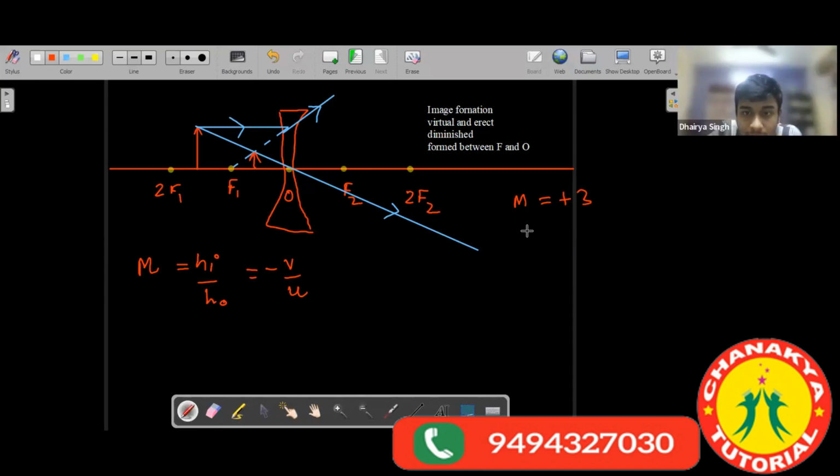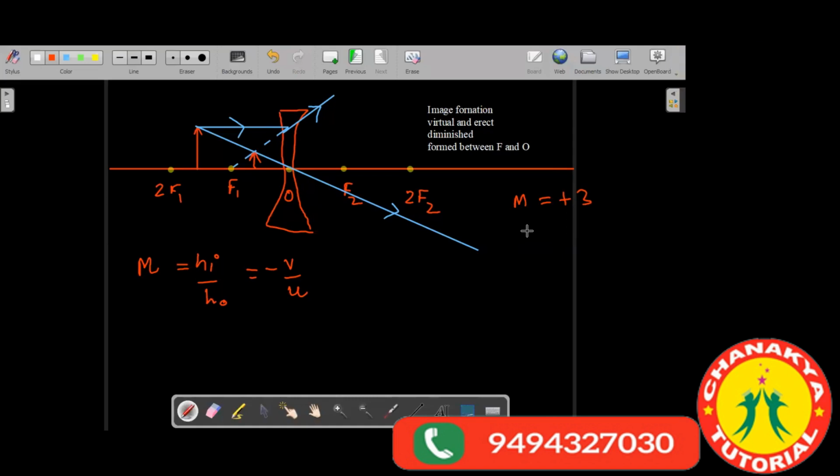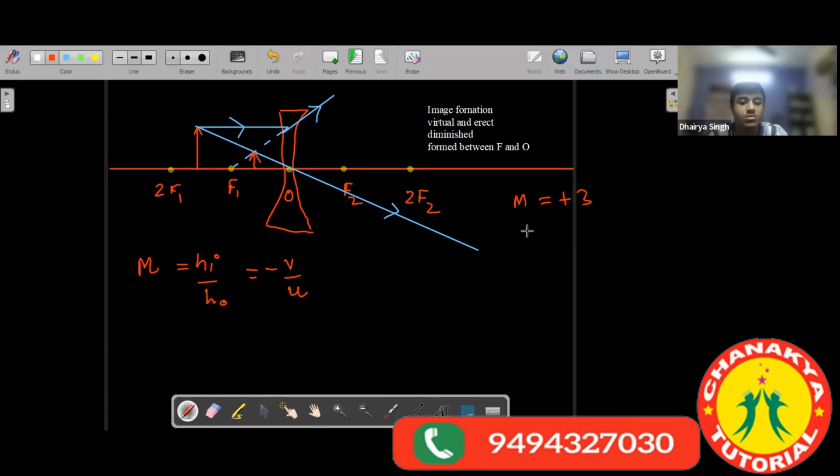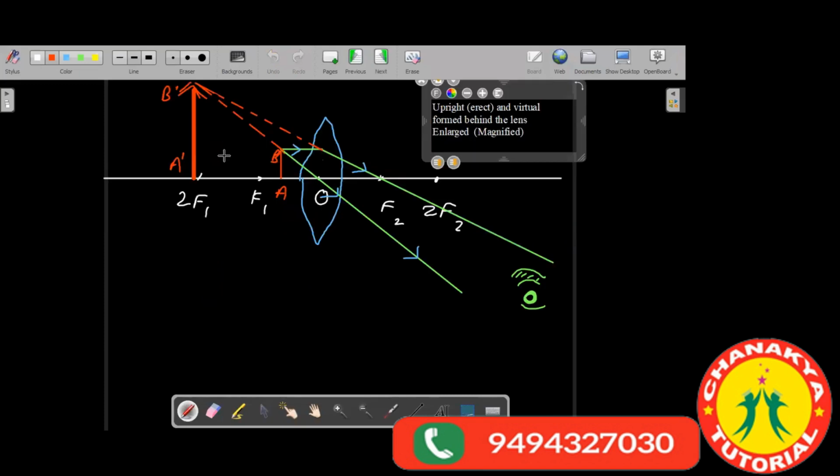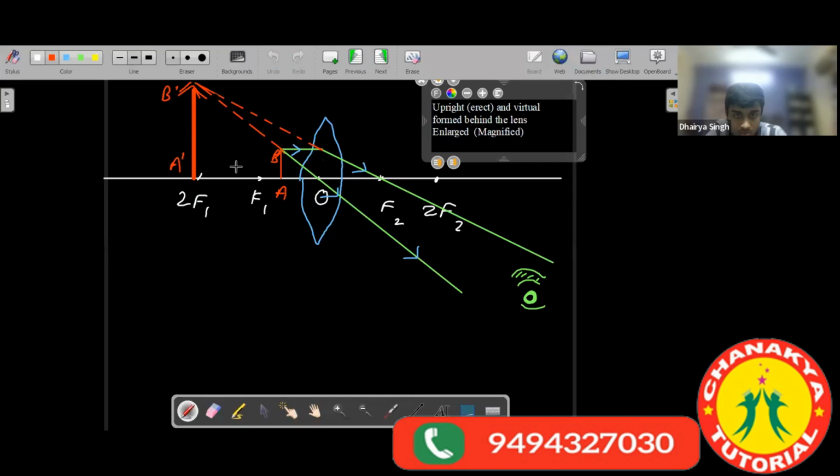Sir, the image has to be magnified, so we have to put the object at 2F1. No, see, the image has to be magnified and virtual. So this is the case of this one. See, where is the object kept here?